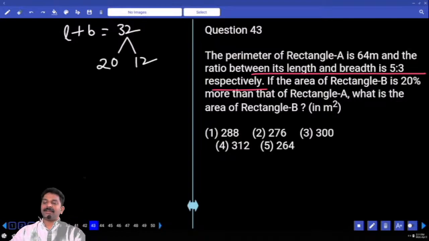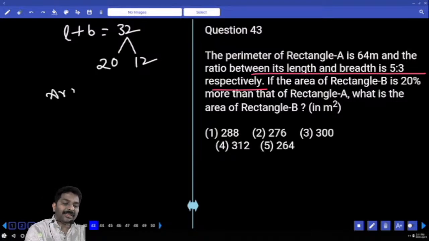If the area of rectangle B is 20% more than rectangle A, what is the area of rectangle B? If it is 20% more, what percent it is? 120%. Should be a multiple of 3. Can it be first option? Yes. Can it be first option? Can it be second option? Multiple options are there. Let's calculate.